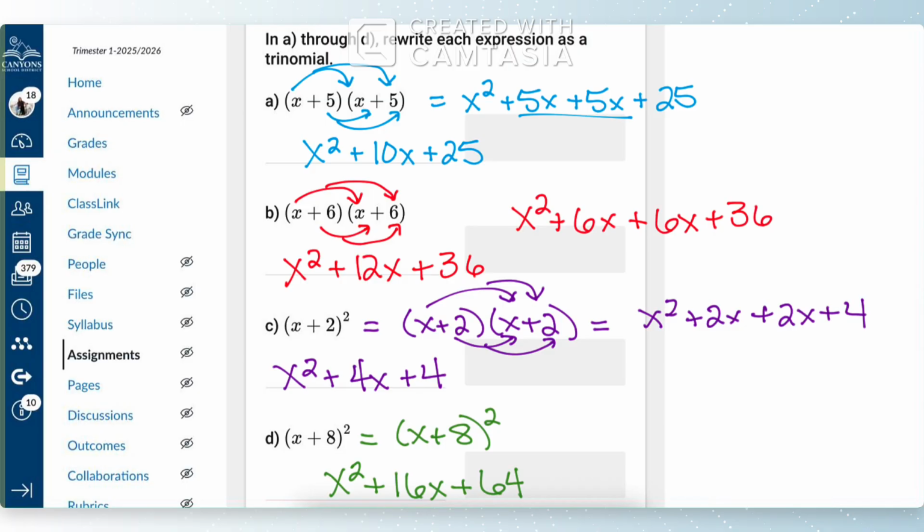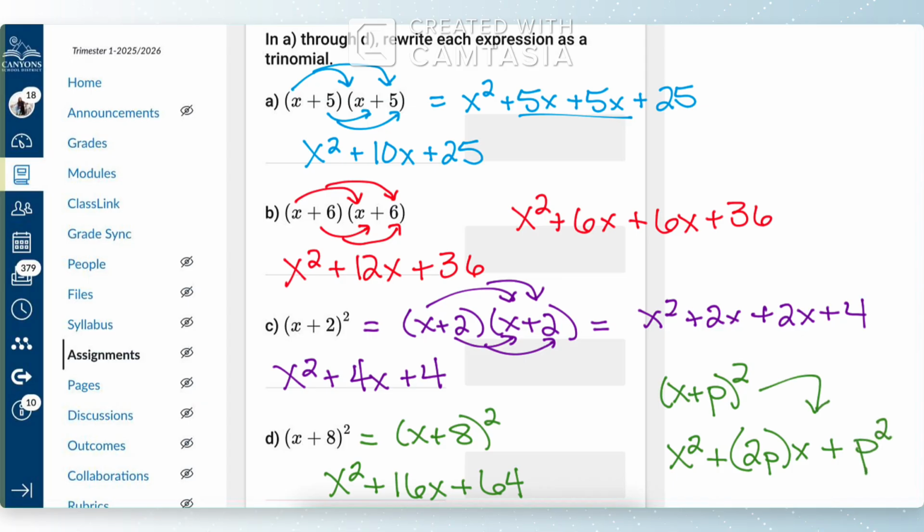So I think the last question asks you to write it in general. If we have x plus p squared, how could we get our trinomial? We would have x squared plus 2 times p with an x, and then plus our p squared at the end. So this is like our hack, I think, for part E for this question.